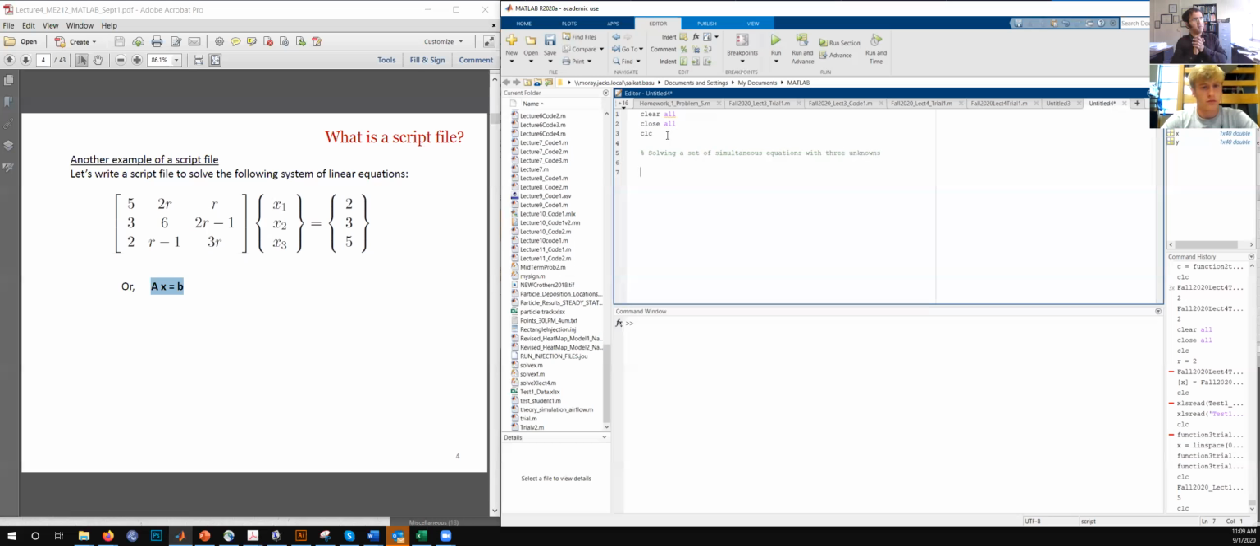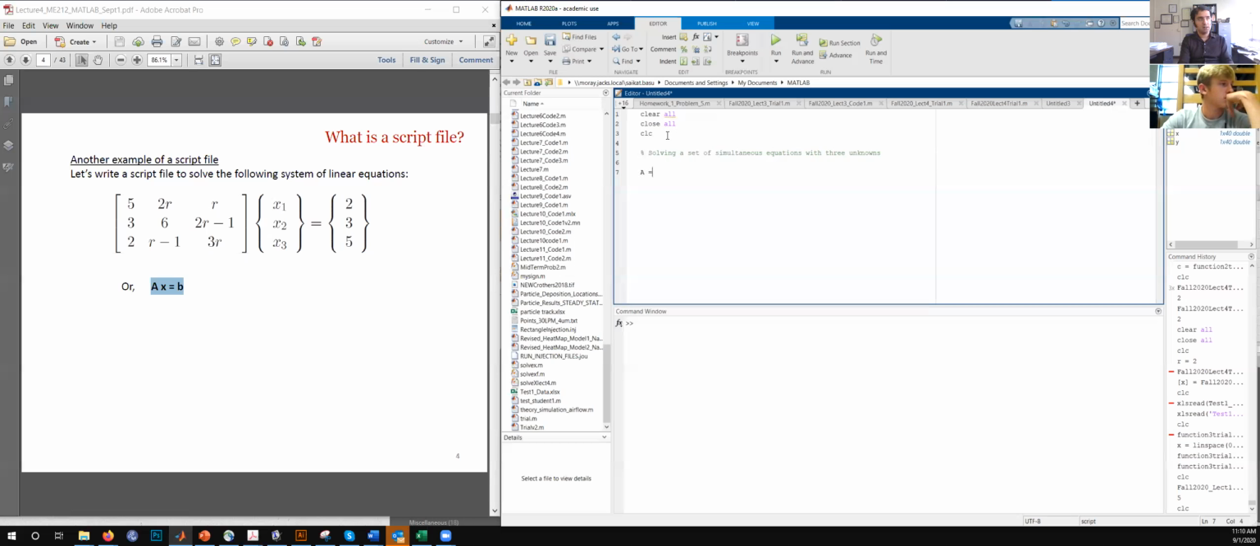So someone tell me what should be the first step. I don't want the exact syntax. I want how you guys are thinking about the algorithm. What should be the first information that I should supply MATLAB? Would we set up the matrix A as the 5, the 2r, the r, the 3, the 6, the 2r minus 1? Okay, that's a good suggestion. So MATLAB definitely needs to know what that matrix is. So let's plug in that.